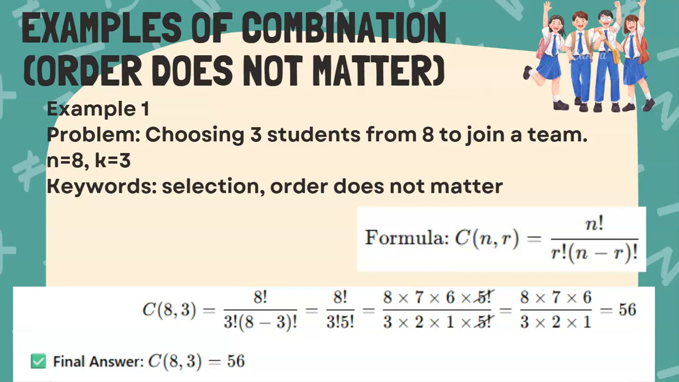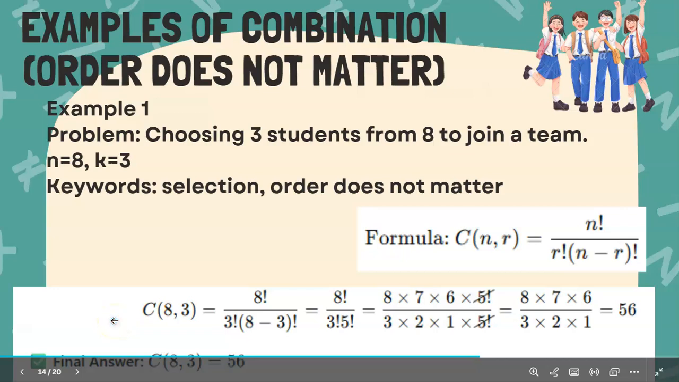Alright, so now for the combination problems. Example number 1, choosing 3 students from 8 to join a team. So N is equal to 8. There are 8 students all in all. And we're gonna choose only 3 students. So R is equal to 3. Keyword selection. So order doesn't matter. So what are we doing again? We're selecting students. Does order matter? No. Why? Because the team remains the same regardless who is named first or last.